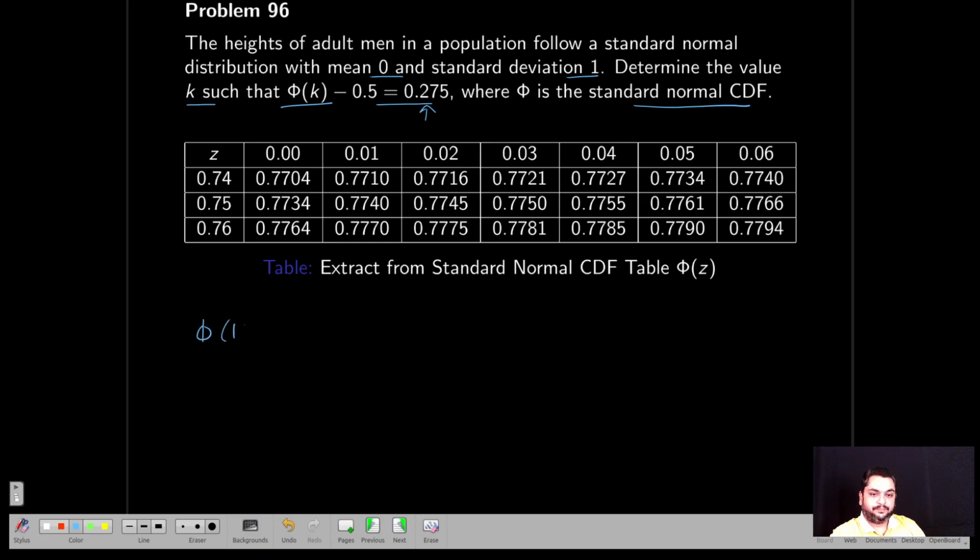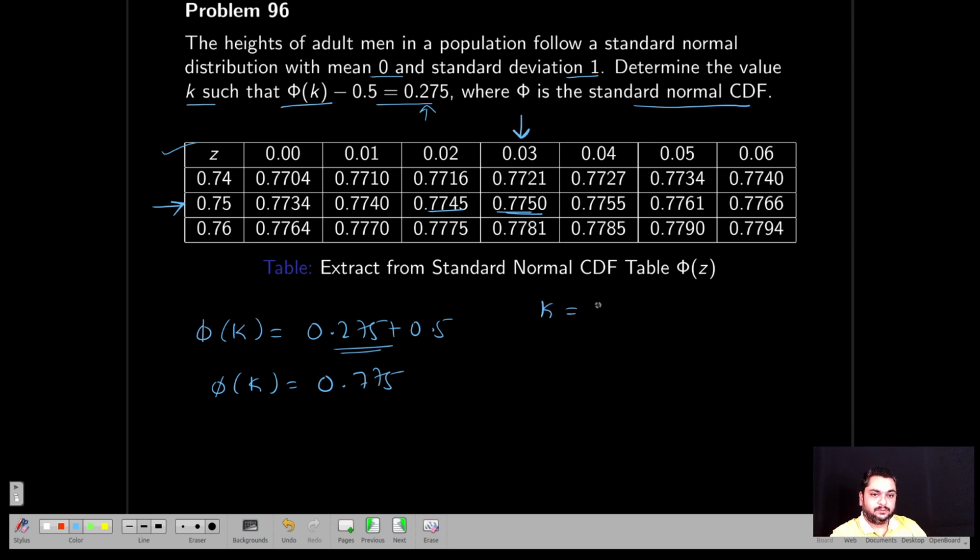So phi of K is equal to 0.275 plus 0.5. This value they are not given, instead they are giving you the table. From here you find out that K value. So phi of K is equal to 0.775. Now see where the CDF value 0.775 is, around 0.774, 0.775. So this is 0.75 and then 0.03.